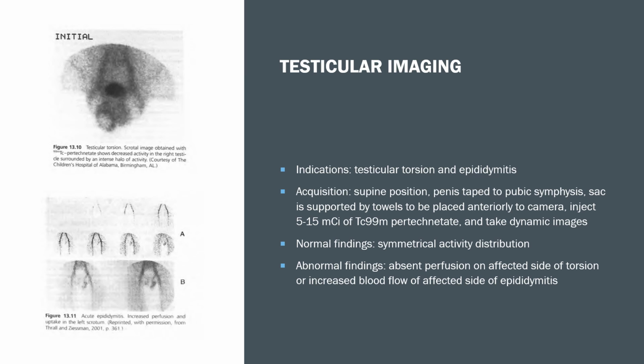Some normal findings would be, again, symmetrical activity distribution in the scrotal sac. Some abnormal findings would be, for torsion, less activity on the affected side of that torsion, and then it's the opposite for epididymitis, where you'd see increased blood flow to the affected side.